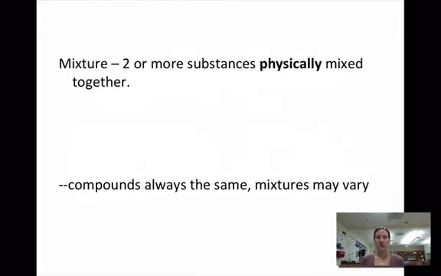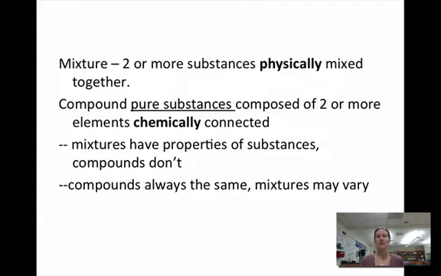Then we get back into mixtures. So a mixture is the physical combination of two or more substances, right? We talked about it. The main thing to realize about mixtures is to differentiate them from compounds. As I've already said, a mixture is a physical combination of elements. A compound is a chemical combination of elements.